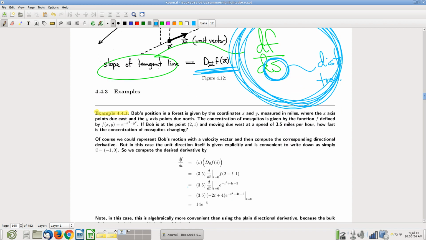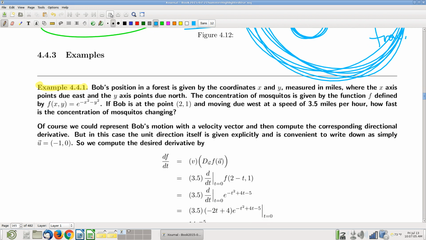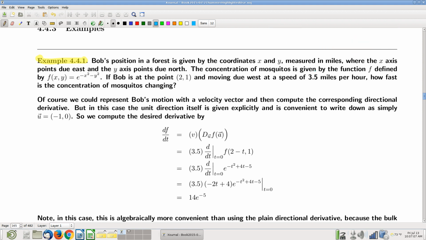All right, so let's do some examples. These examples show different nice features, different conveniences of the unit directional derivative. So I'll categorize those after we do the examples, but let's take these examples one at a time.